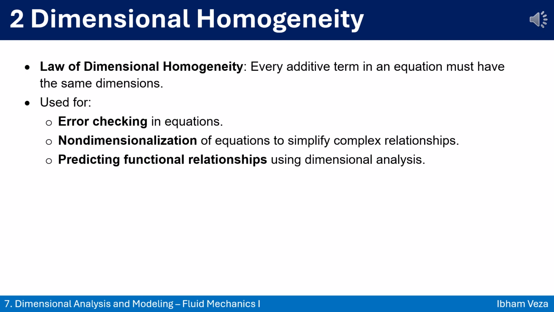A. Catching mistakes early through error checking. B. Simplifying equations by converting them into dimensionless forms. And C. Discovering hidden functional relationships that make complex problems easier to solve. Mastering this principle will sharpen both your calculations and your engineering intuition.